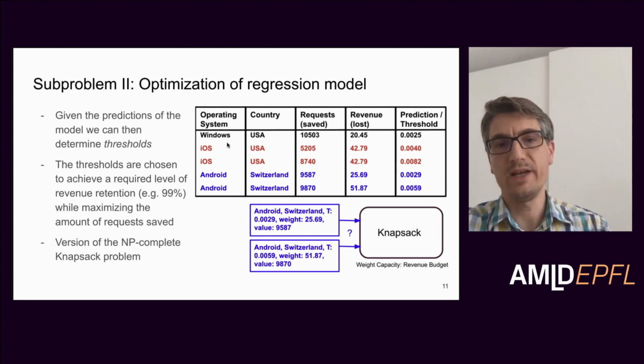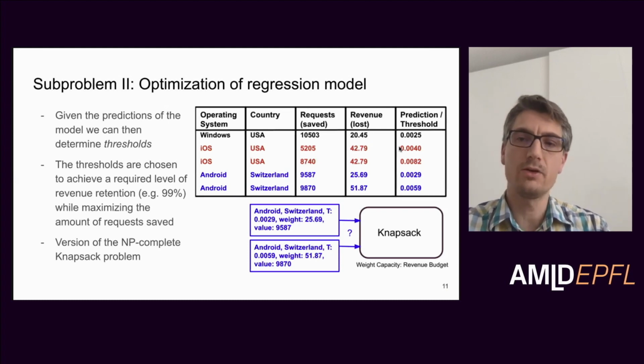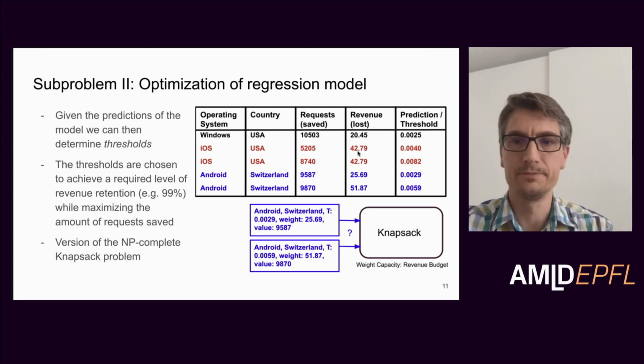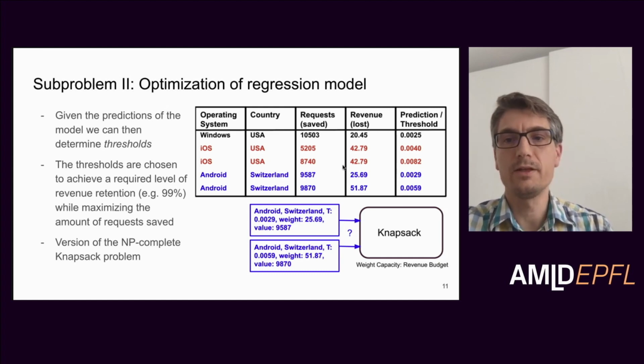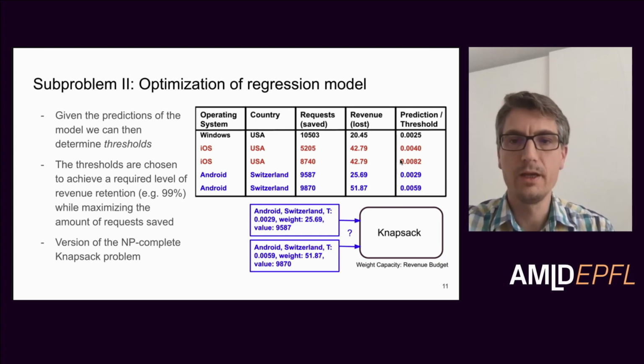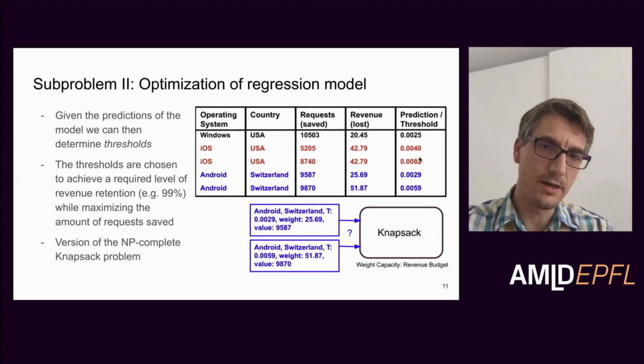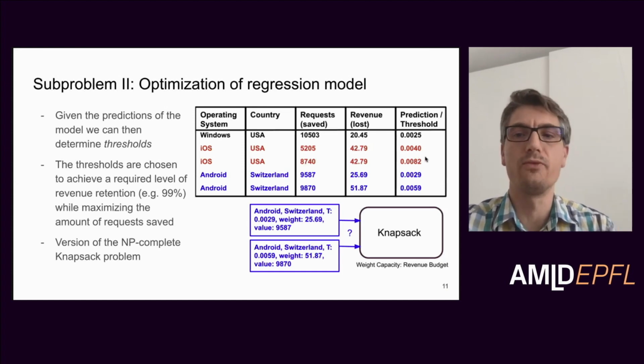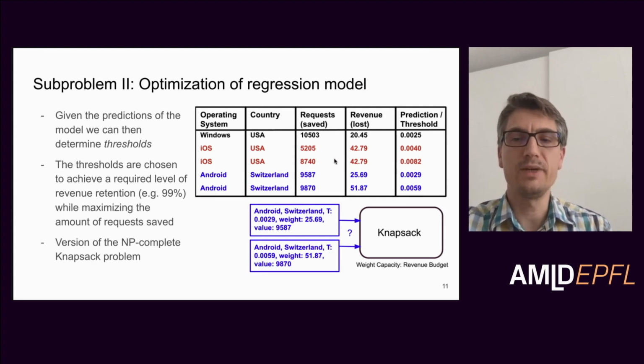But if we look at, for example, the red rows here, for iOS and USA, we determined that within a range of prediction values from 0 to 0.004, we see about 5,200 requests and about $42 of revenue. This is basically a cumulative aggregation. For iOS and USA, in a range of prediction values from 0 to 0.0082, we see a couple more thousand requests and exactly the same amount of revenue. So if you needed to choose for this segment, iOS and USA, between a threshold of 0.004 and 0.0082, there's basically no reason to use the lower one, because the higher one will save more requests and potentially risk the same amount of revenue. This is something that the optimization will pick up.